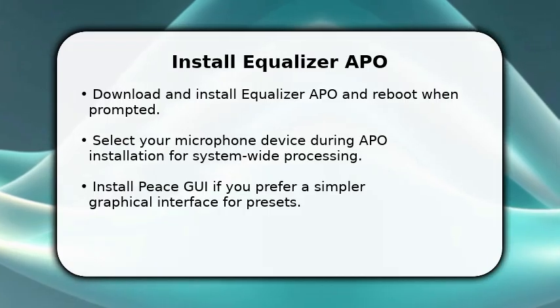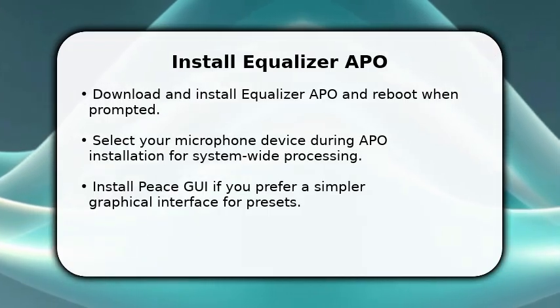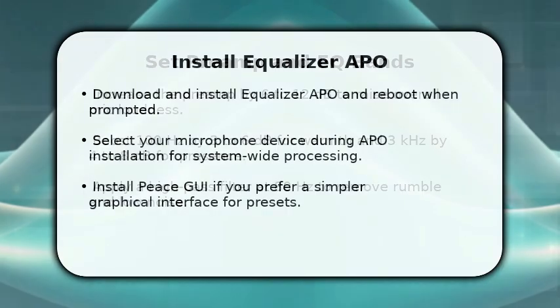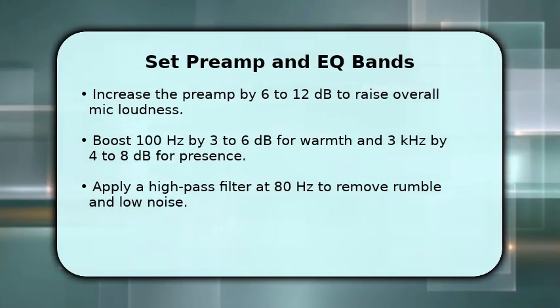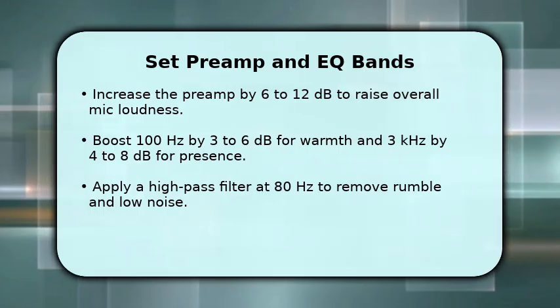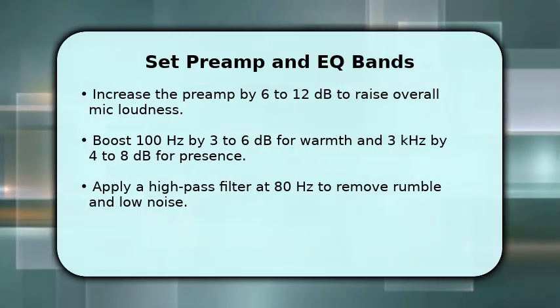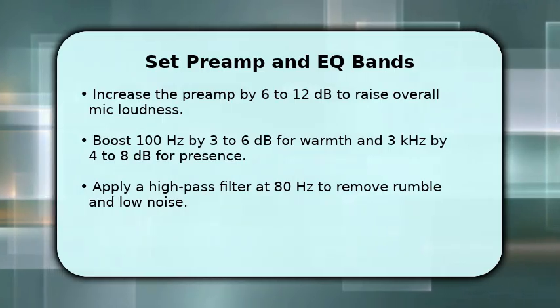Open the APO configuration editor or Peace and locate the preamp control first. Carefully raise the preamp between 6 dB and 12 dB to increase overall microphone loudness. Add a high-pass filter at 80 Hz to remove background rumble and low-frequency noise.